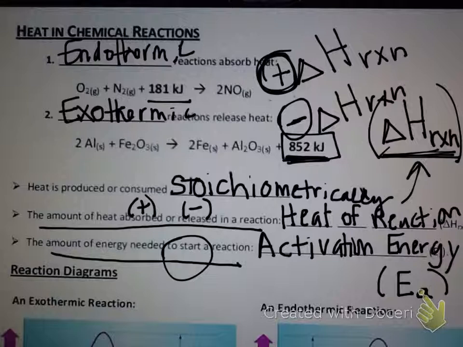Now, the best way to learn the difference between activation energy and the heat of reaction, exothermic versus endothermic, is to look at something that chemists use called energy diagrams or reaction diagrams.